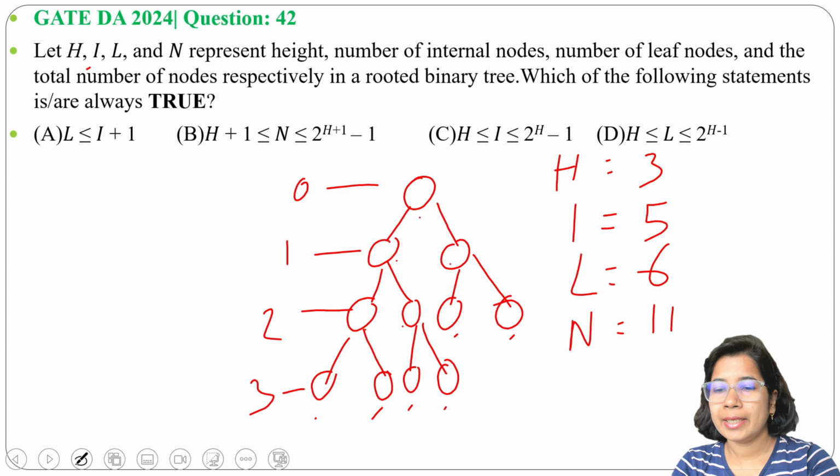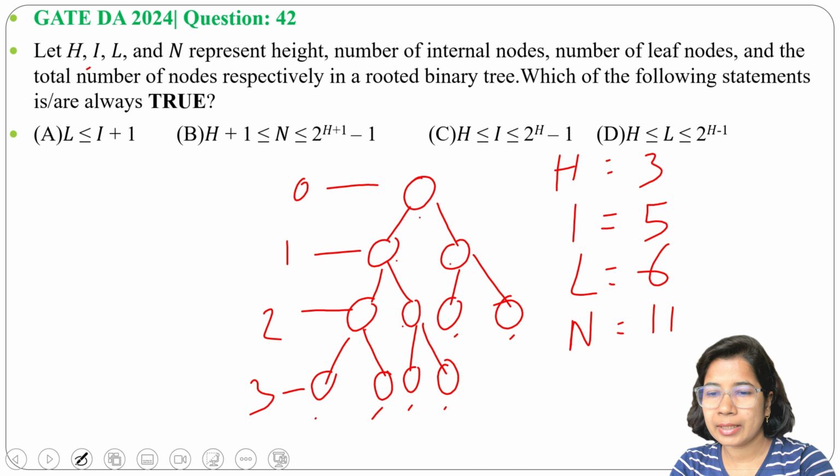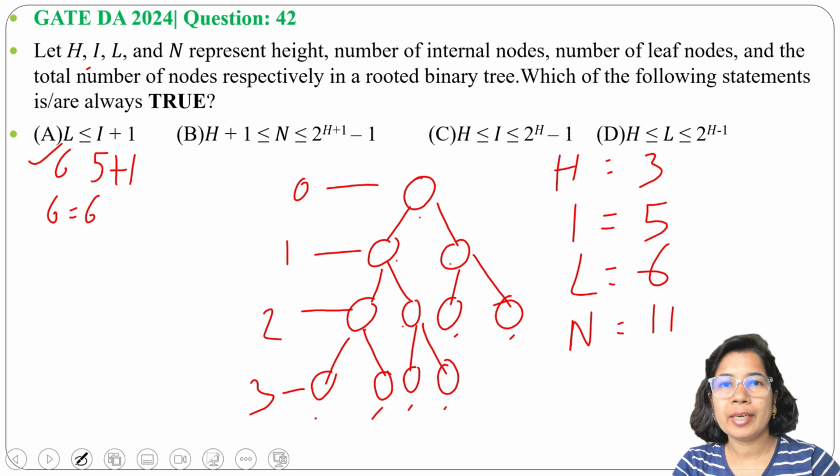Now let's check each option. Option A, L less than or equal to I plus 1. Here what is L? L is 6 and I equals 5. So 5 plus 1 is 6. So 6 equals 6. For this example, it is true. Even if you take any example, this will be true.